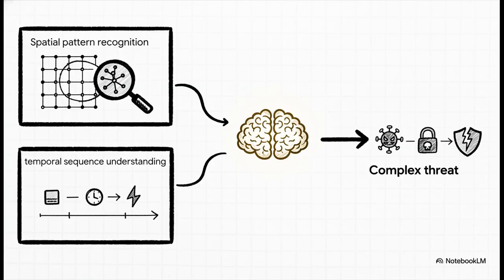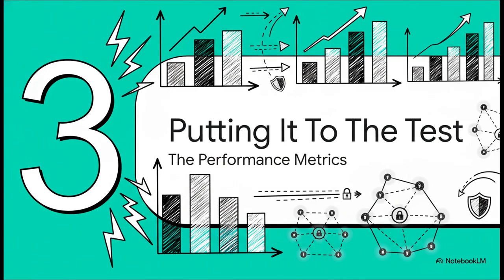So what's the secret sauce here? Well, it's a hybrid CNN-LSTM model. You see, the CNN part is brilliant at recognizing spatial patterns, like how different traffic metrics look when they're all correlated during an attack. The LSTM part, on the other hand, understands the sequence of events over time. You put them together, and you get this unique ability to spot these complex multi-stage threats that most other systems would completely miss.